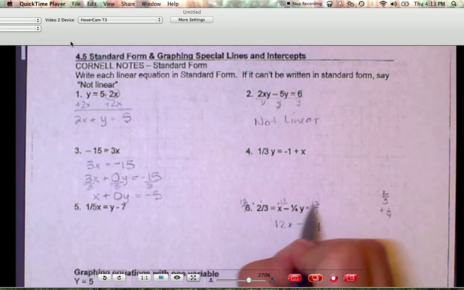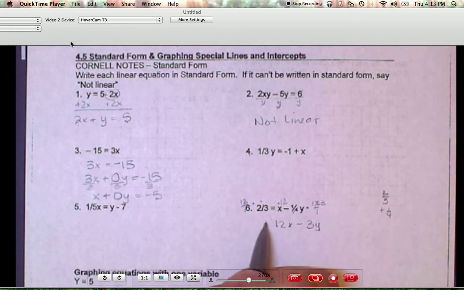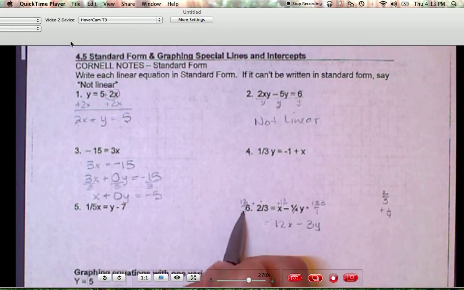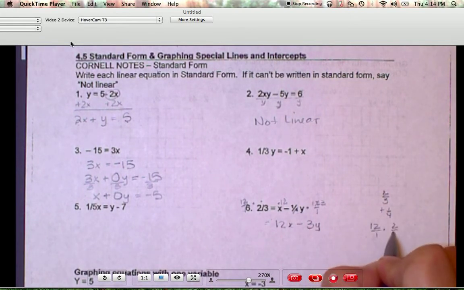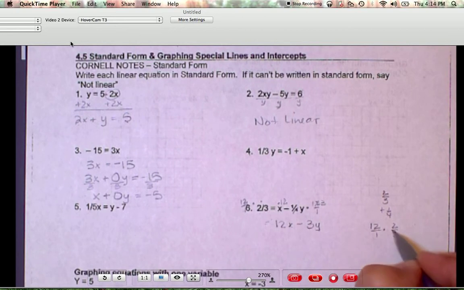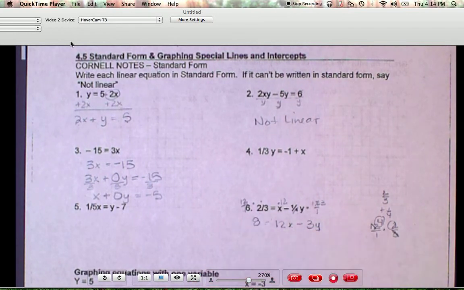So you could simplify this. 4 goes into 12 3 times. We get 3y. And then 2/3 times 12 over 1. So if we do 12 over 1 times 2 over 3, 3 goes into 12 4 times, and then 4 times 2 will give us 8. So when we multiply through by the common denominator, which in this case is 12, we've gotten rid of all of the fractions. 8 equals 12x minus 3y.